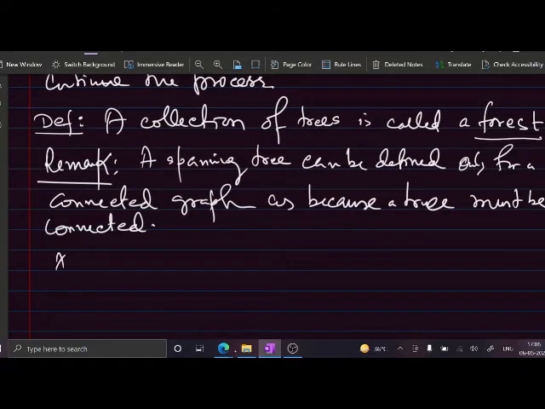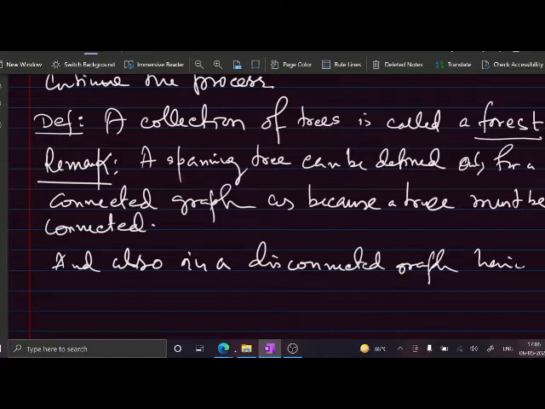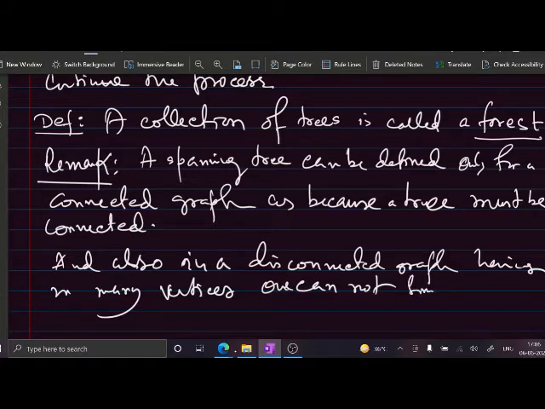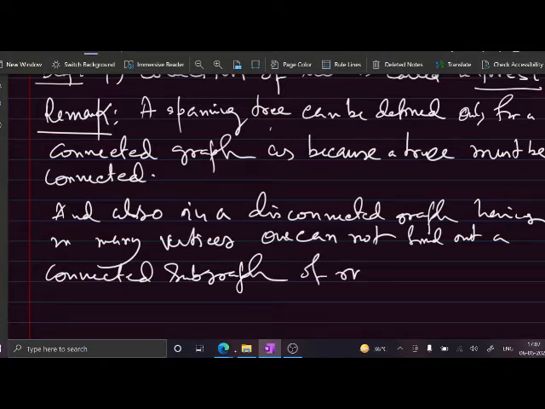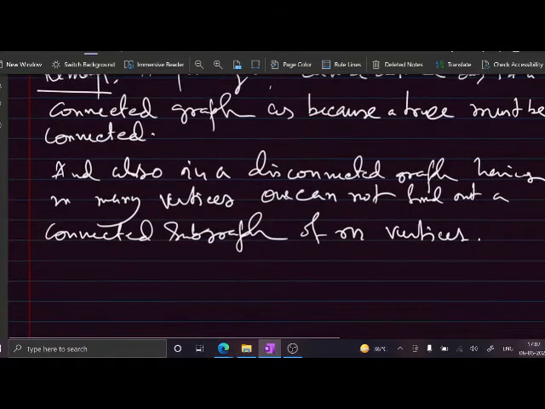and also in a disconnected graph having, suppose, m many vertices, one cannot find a connected subgraph of m many vertices.